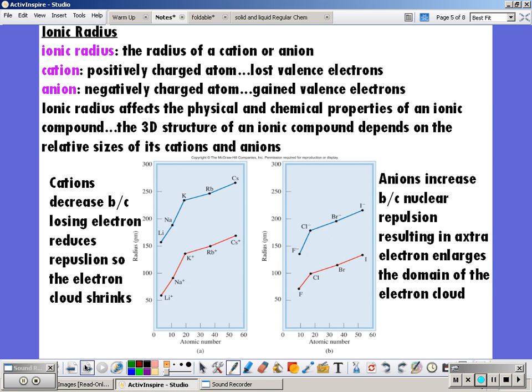Anions increase in size because the repulsion resulting from the extra electron enlarges the domain of the electron cloud. In other words, the effective nuclear charge decreases. There's not as much attraction between the electrons and the constant nuclear charge.